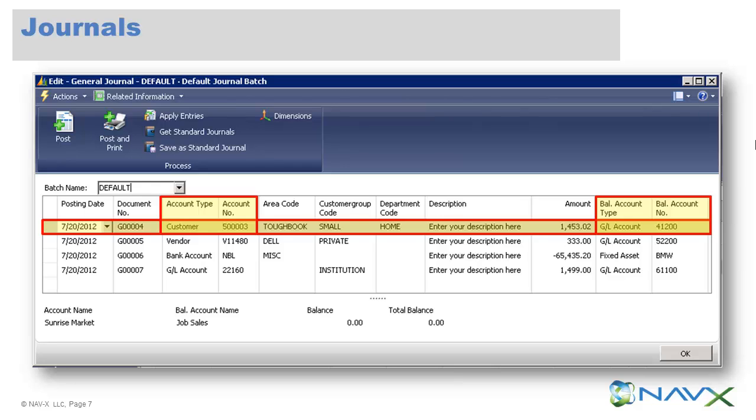First of all, it's very powerful that you can make one-line journal entries and have both sides of the journal entry recorded. You see on the left-hand side we have account types and account numbers, and on the right-hand side we have the balancing account for the other side of the transaction. This, of course, is useful if you have a two-line journal entry. If you have a multi-line journal entry, you simply leave the balance account type and the balance account number blank and enter all the lines individually.